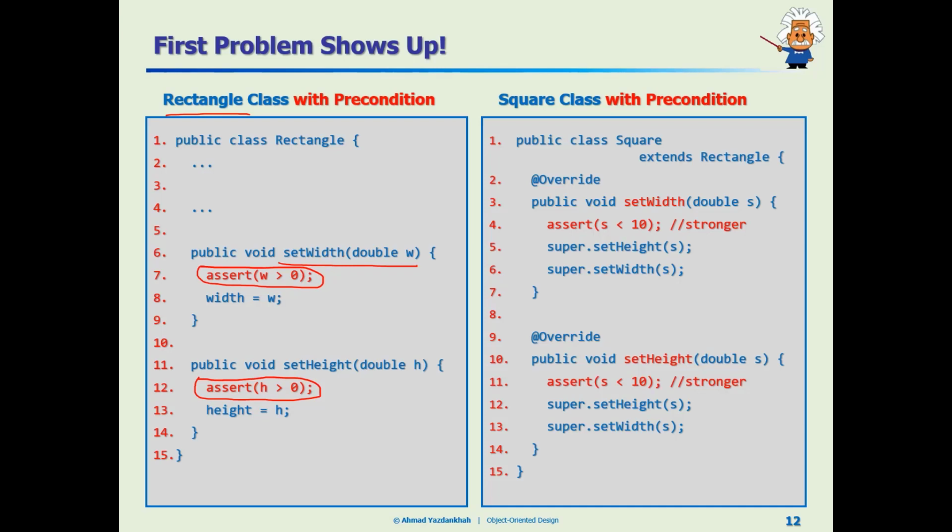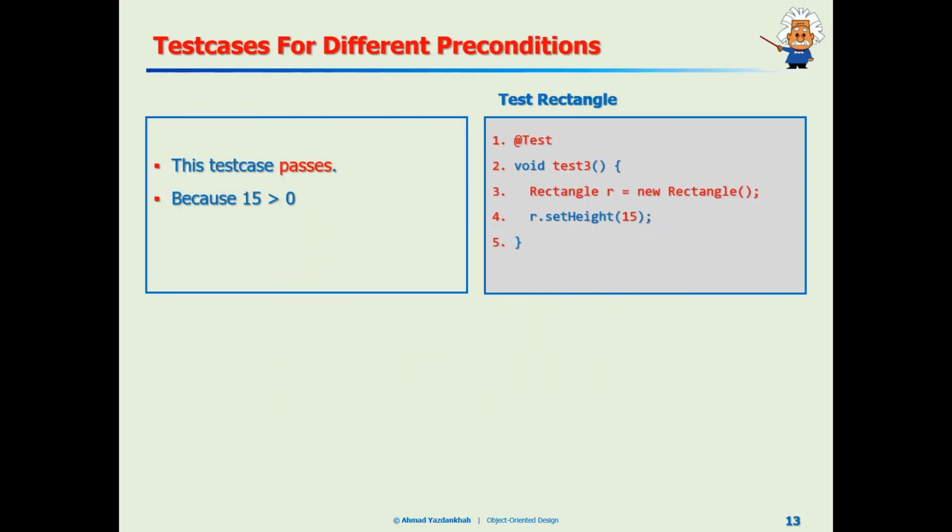And for the square class, we have this assertion, which is more restricted. So it's a W greater than 0, but here we are saying that this S is less than 10. So, bottom line is we are using a stronger precondition for the square class. All right, the subclass has a stronger precondition. And after this, I am going to create this test case for the rectangle, which should be fine because this 15 is greater than 0. So it just called the set height of the rectangle and everything is fine.